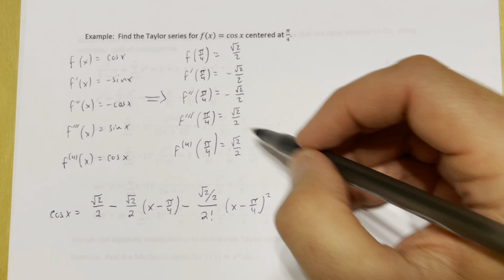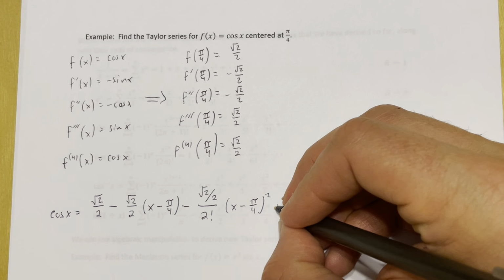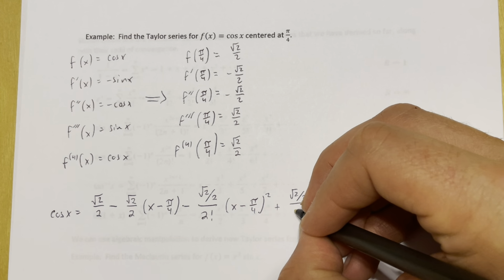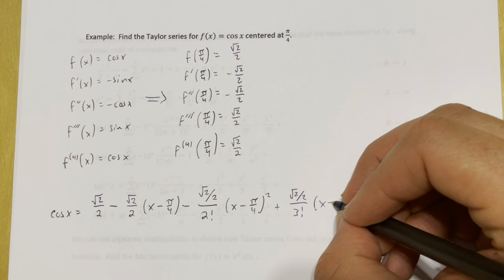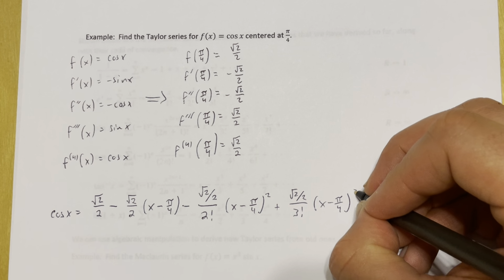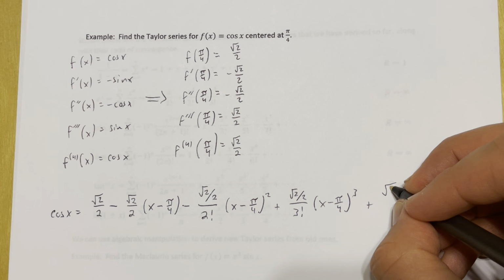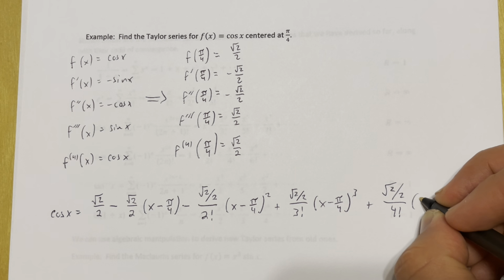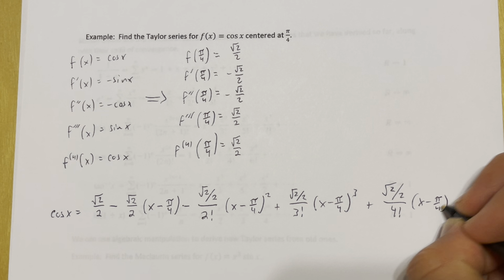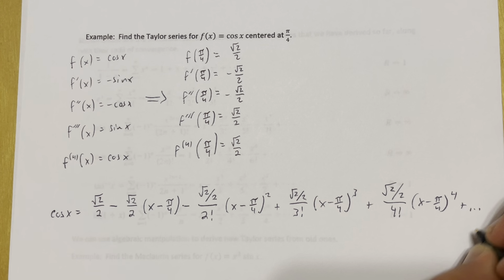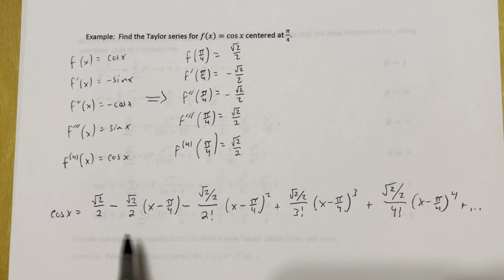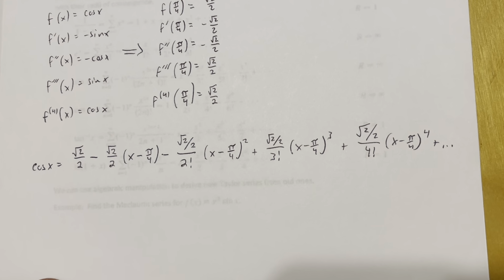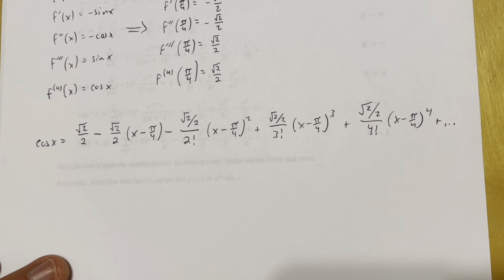And then my third degree term is positive, so I'm going to have plus root 2 over 2 over 3 factorial x minus pi over 4 cubed plus root 2 over 2 over 4 factorial x minus pi over 4 to the 4th power plus dot dot dot. And actually my next term would be a minus, but that's fine. So I'm not going to worry about putting this one in summation notation. That's not always necessary. It's helpful sometimes, but for this I'm okay just leaving this in this form.